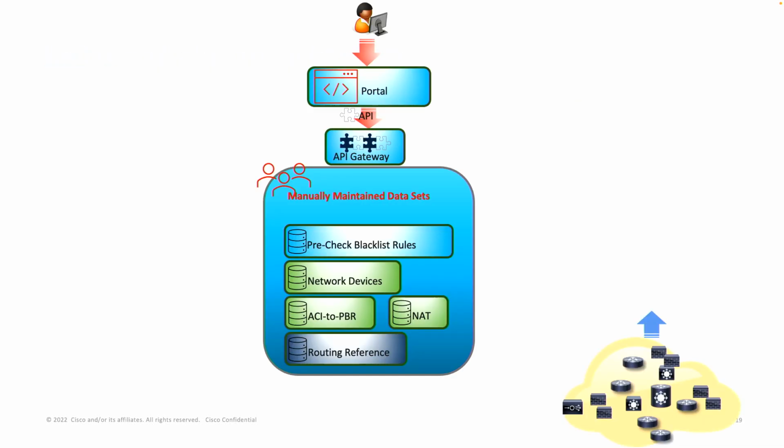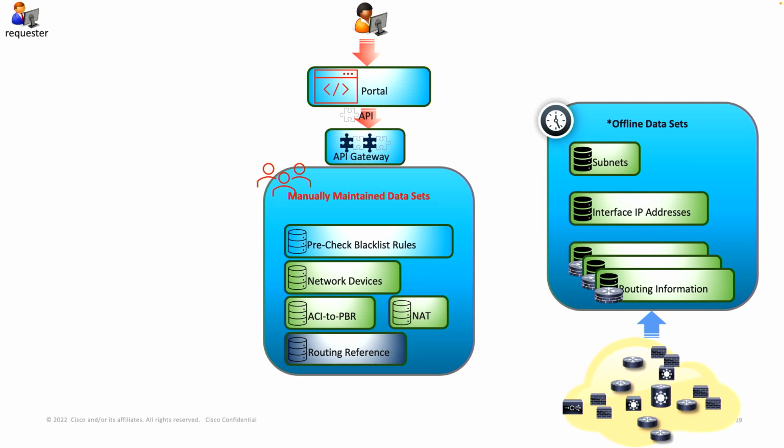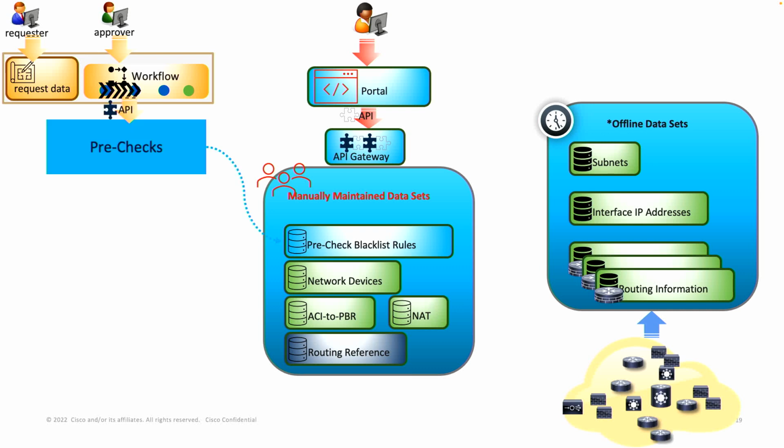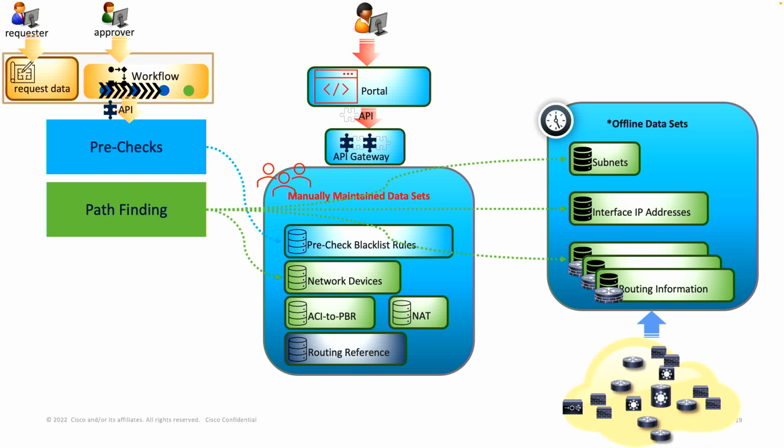When this data is ready, let's see how the workflow will be represented. Requester, this is the role. Requester will be interacting with a workflow. What he does is file the request data, which I referred to as the communication matrix. This will trigger the workflow and notify the approver. The approver will interact with the workflow. As soon as the approval happens, the system will apply the pre-checks.